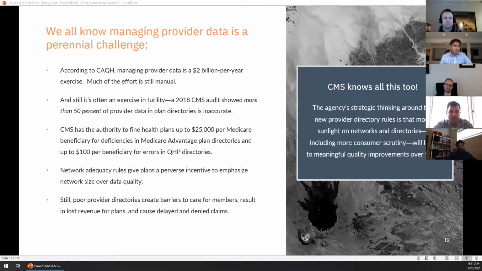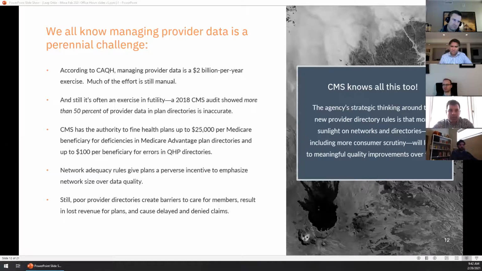And I think CMS's objective here is a little bit different. It's maybe closer to some of the discussion around price transparency, right? I mean, I think everybody knows that provider data is just this perennial beast. Every plan throws a lot of manpower, sometimes a lot of money at it. And still, the outcome of all of that work is not very good.